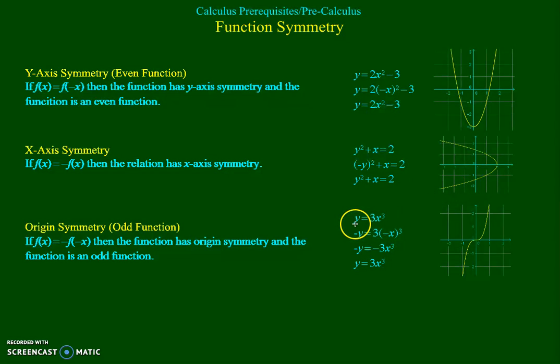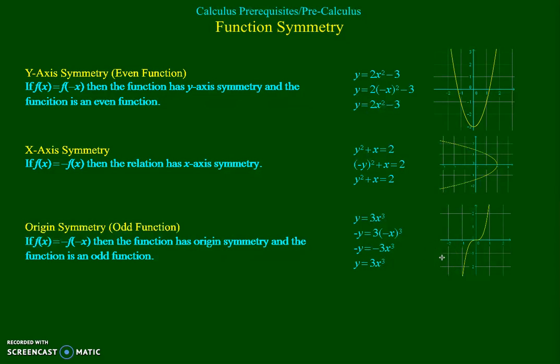And then we replace both the x value with a negative x and the y with a negative y and solve. And we come out with the exact same expression. Therefore, this is a function and it has origin symmetry.